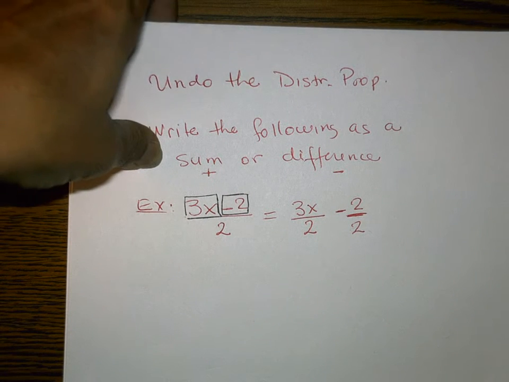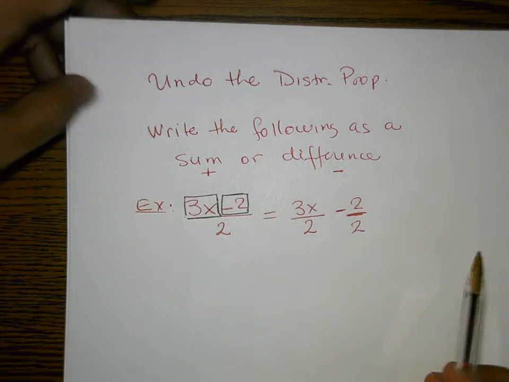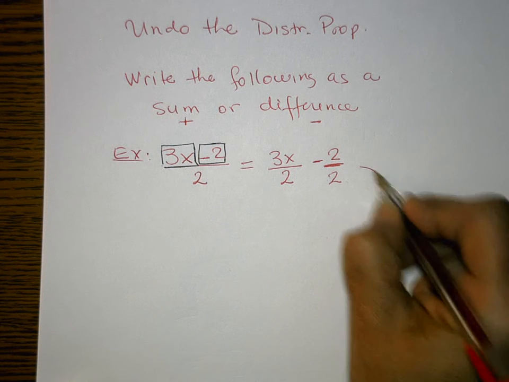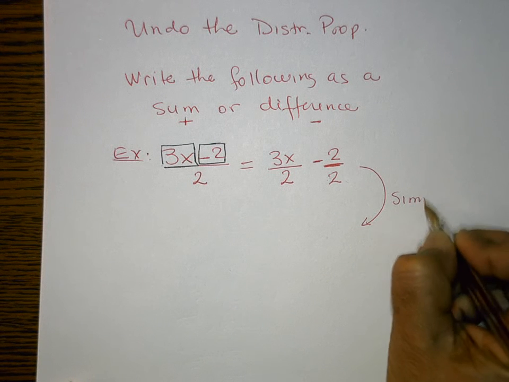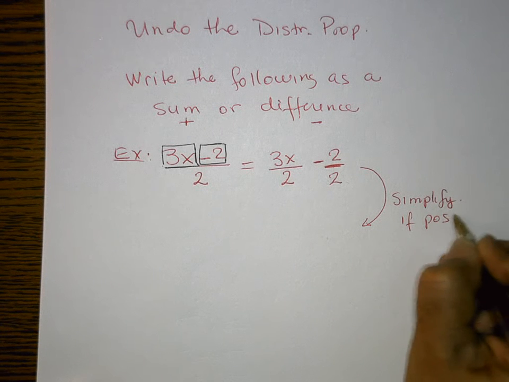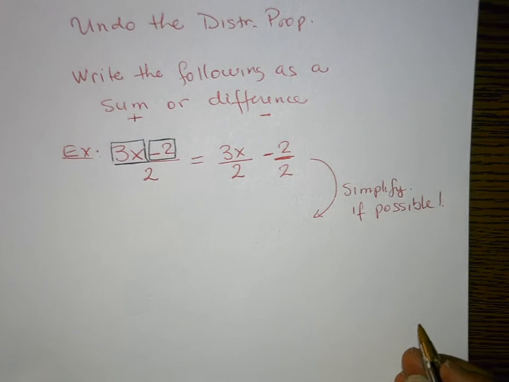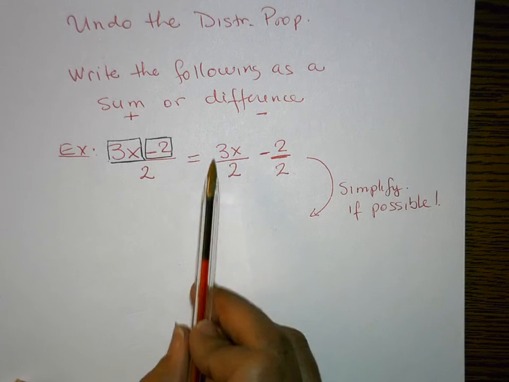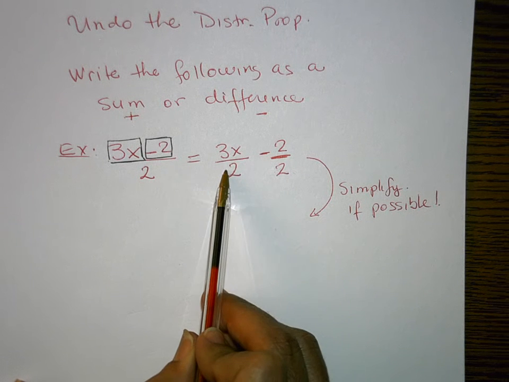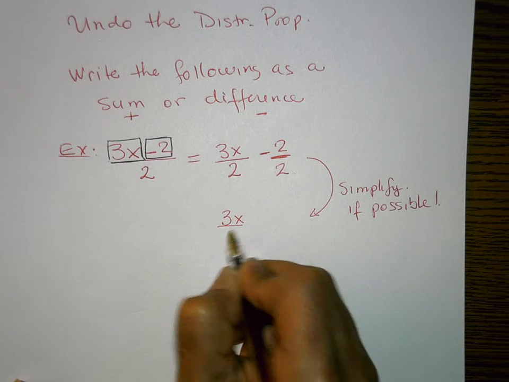Now, I'm almost done. I am writing as a difference. There we go. There's a number minus another number. I just have to simplify. Okay, now my next step from here to here, I just need to simplify if possible. If possible. Sometimes it's not. Okay? So if possible, I will try to simplify it. Let me see. A 3 divided by a 2, they're both already reduced. I cannot simplify this fraction. So I'm still going to leave it as 3x divided by 2.